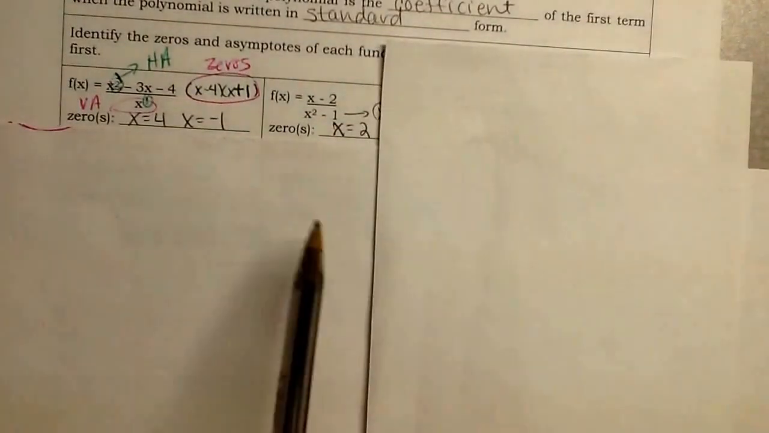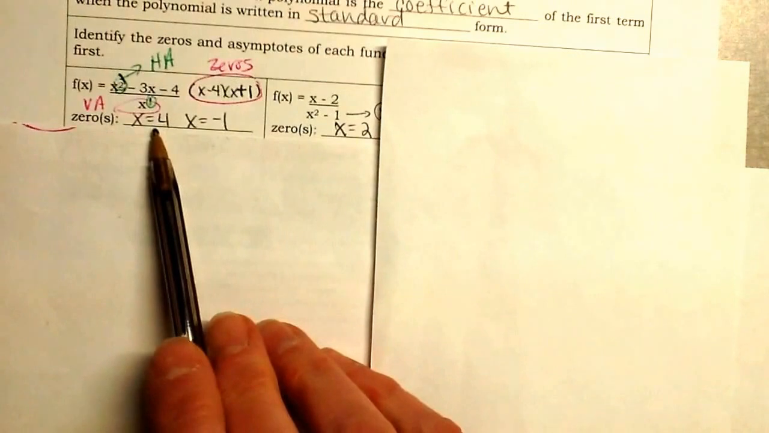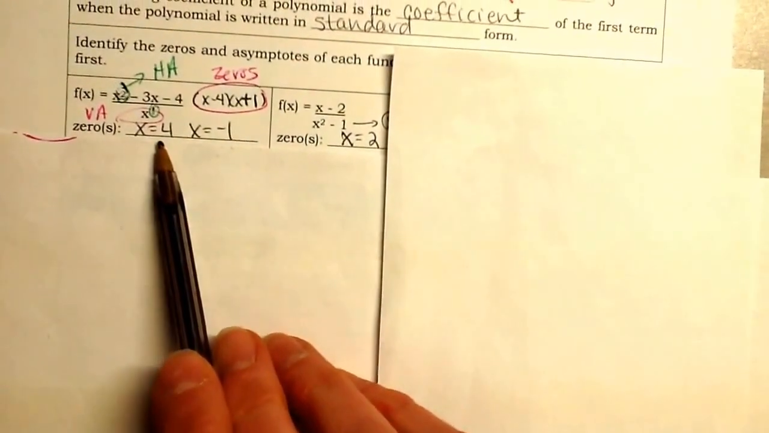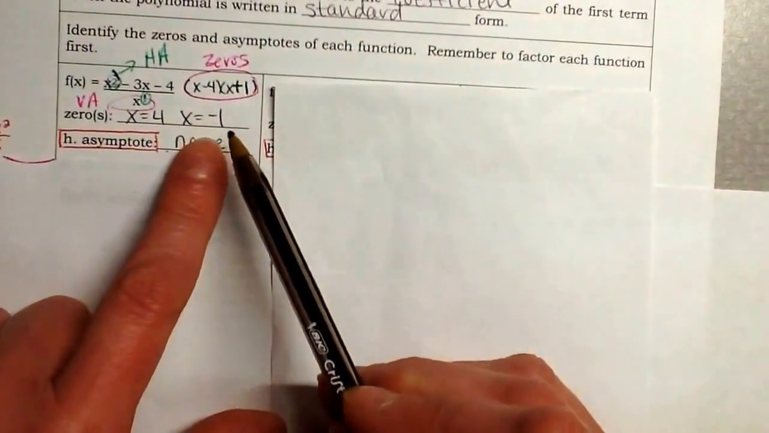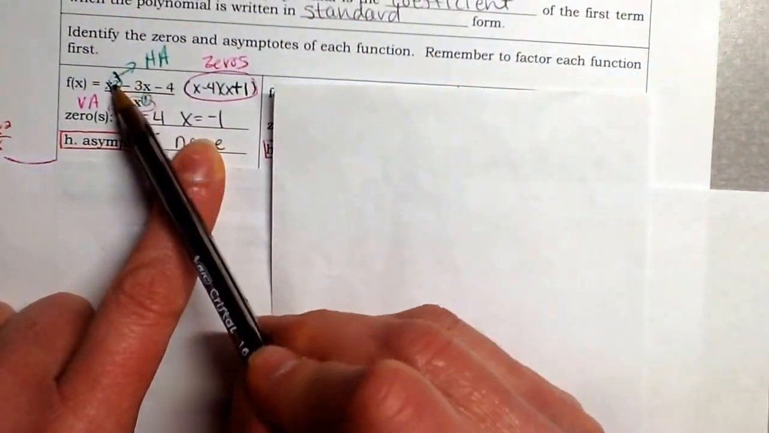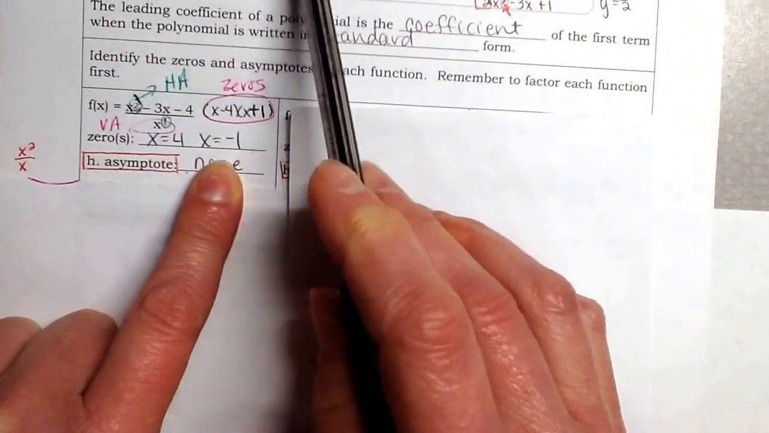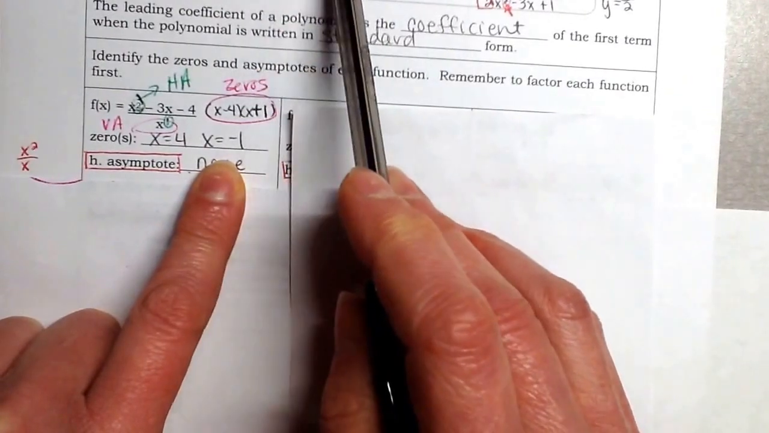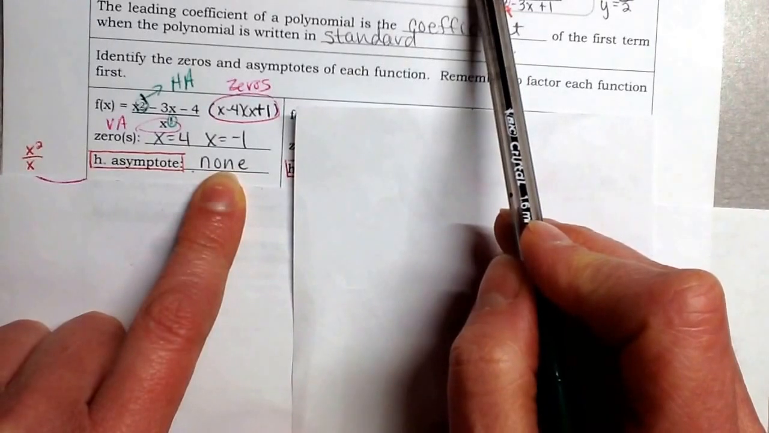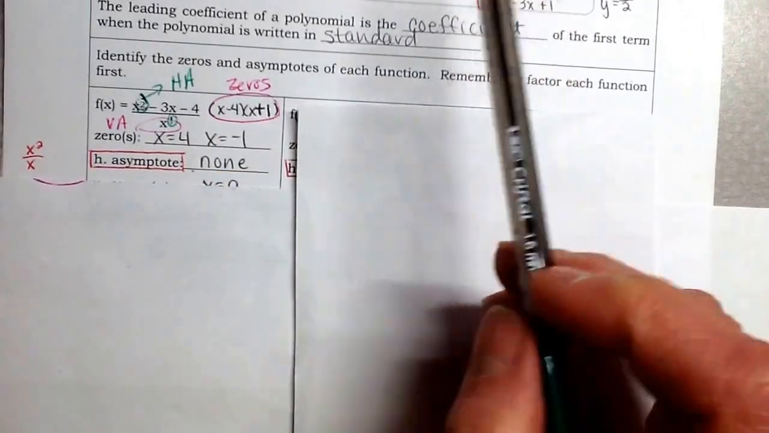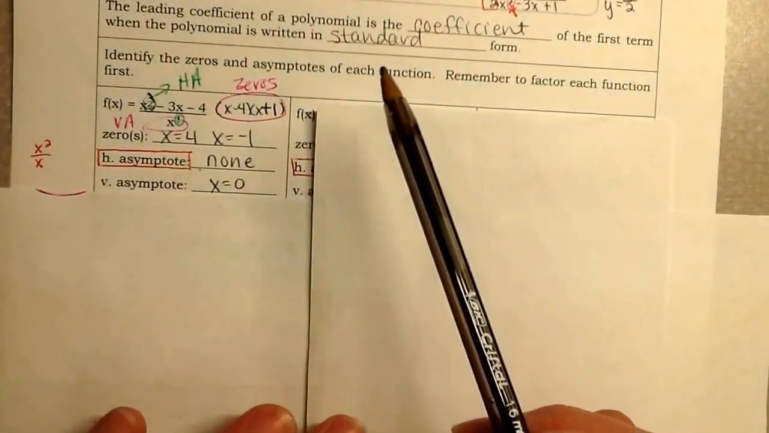Okay, so setting these equal to 0, I know that I have zeros, so this is where a point on that function is on the x-axis. It's going to be at 4 and negative 1. Here, I have none for the horizontal asymptote. Now let me show you why. The degree on the numerator is 2, degree on the denominator is 1, so that means P is the numerator, Q is the denominator, so P is greater than Q, so that means there are no horizontal asymptotes. All right, now we'll go down to the vertical asymptotes, which we find in the denominator, and we set that equal to 0, so x is 0.